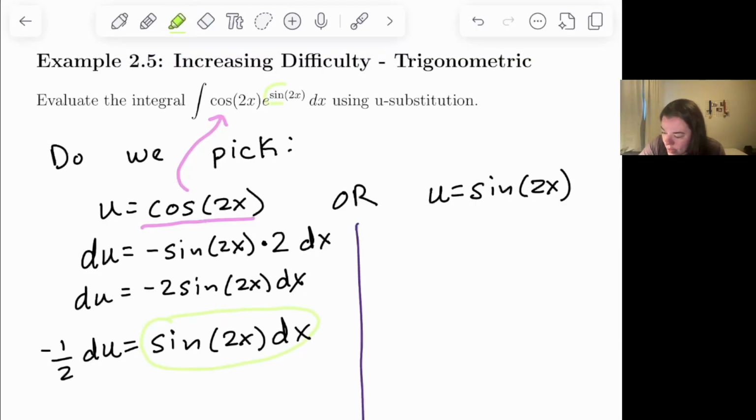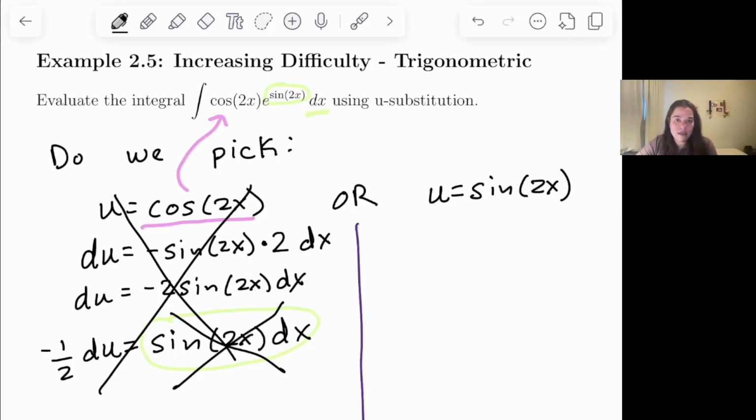And then look what's going on. I have a sine of 2x as an exponent, and then dx is down below. This is problematic. I don't have a sine of 2x times dx. This is bad, so big frowny face here. I have a sine of 2x as an exponent, and then I have a dx on the ground. This term does not actually exist in our problem. This is the wrong choice.